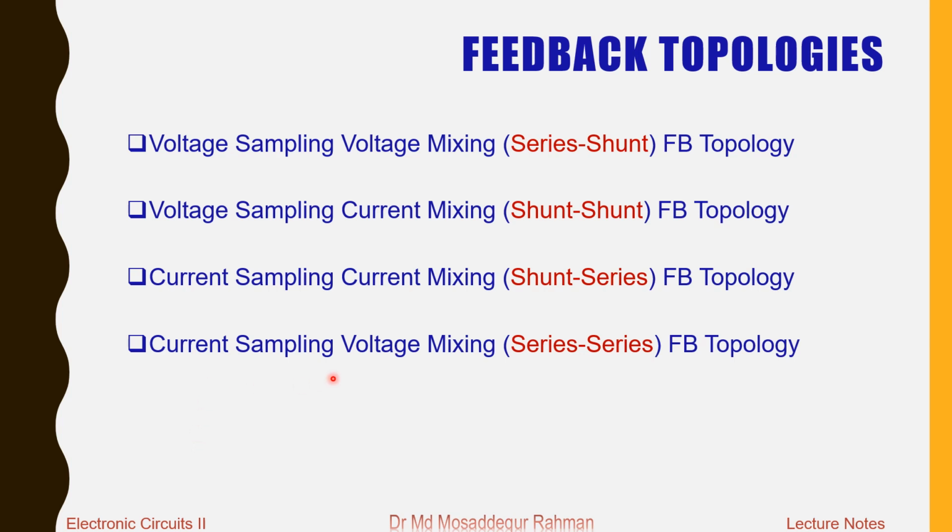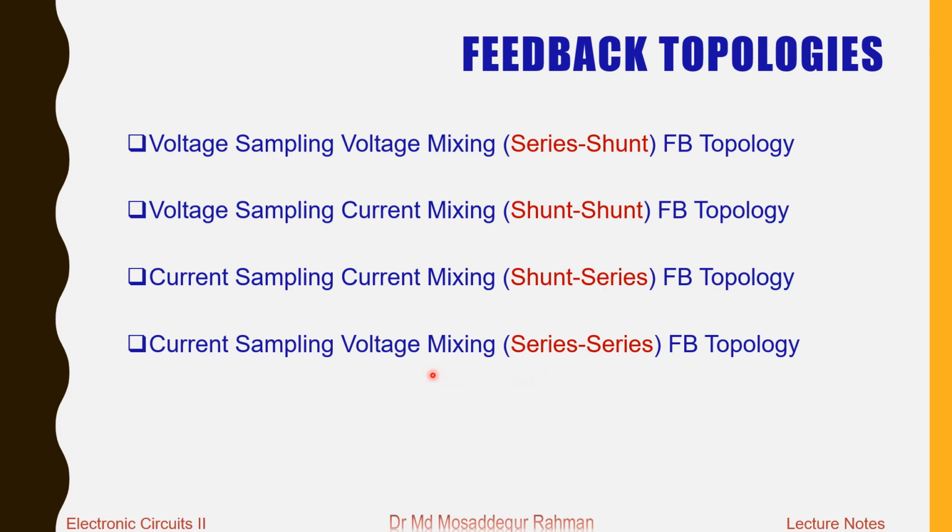The last feedback topology is the current sampling, voltage mixing. Again, at the output side, current is sampled. The feedback network produces a voltage signal at the input side, which is mixed with the signal voltage. And the feedback topology is also known as the series feedback topology. This is how the circuit will be connected in series both at the input and the output side.